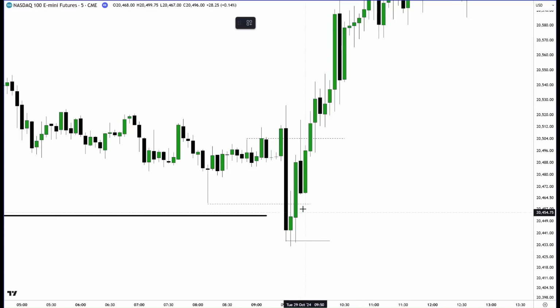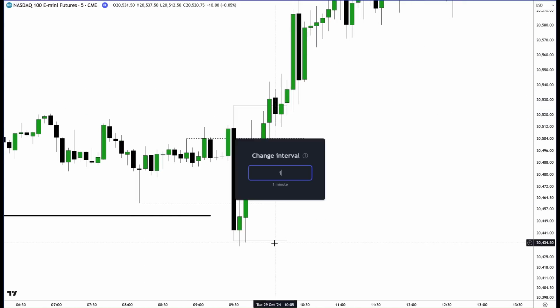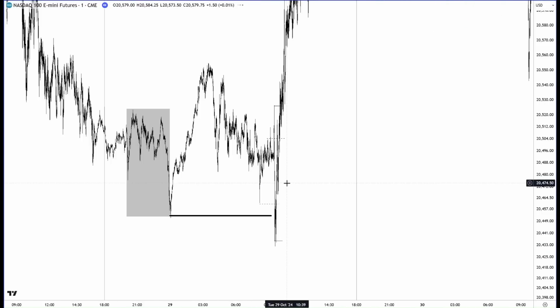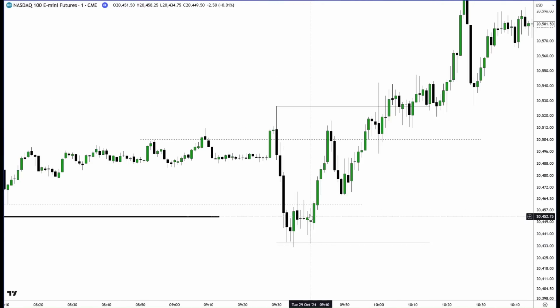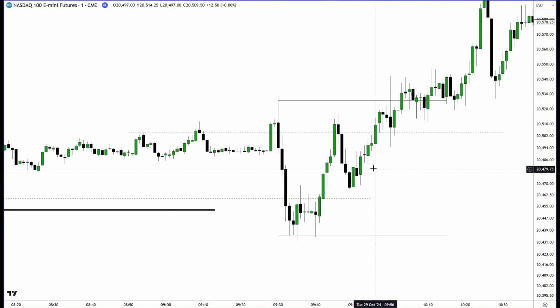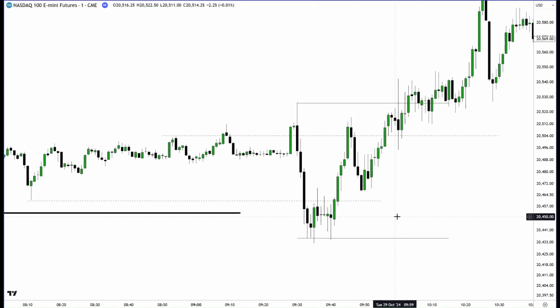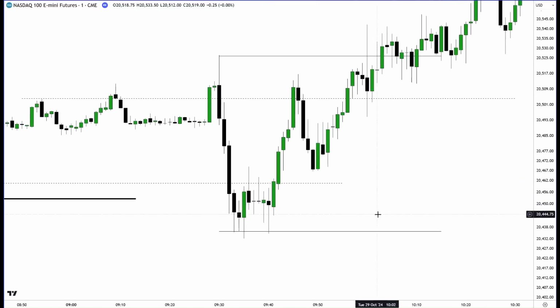5-minute CRT confirmed as soon as this candle closed. This was the 9:35 candle. Okay, let's go on to a 1 minute time frame. This is the 15-minute CRT low. We're inside the 15-minute CRT. No 1 minute order block, but we do have a 1 minute rejection block. This is the rejection block.